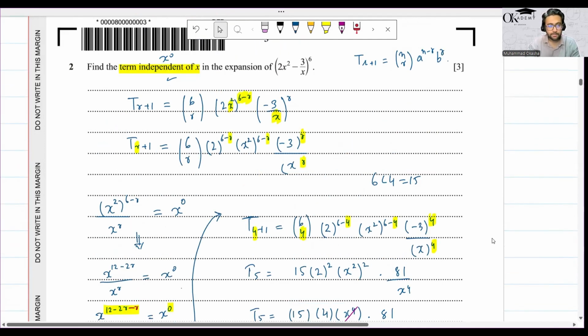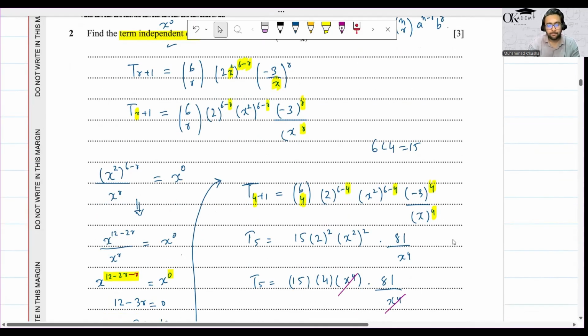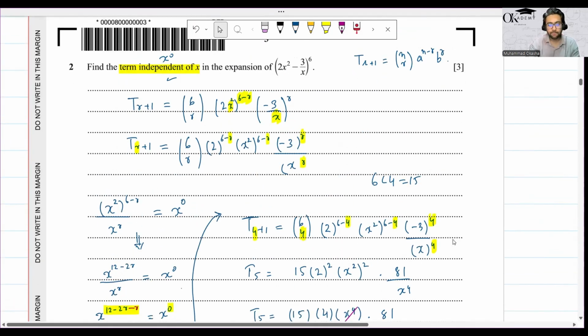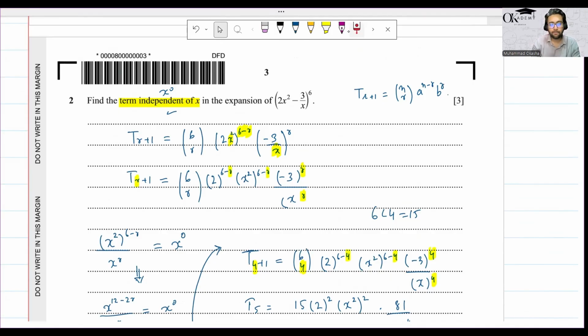Whenever you're done with a question, pause and reflect. Always a good idea, right? Pause and reflect and notice what you did. So what we did over here was we needed to find the term independent of x, right? I used the formula for the general term. I did not know r, but I was given everything else.